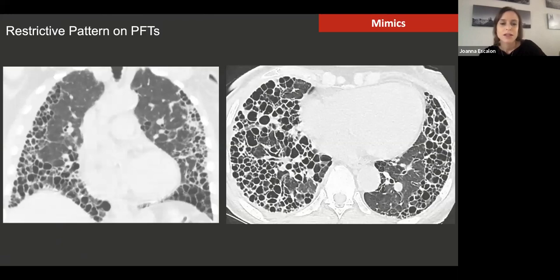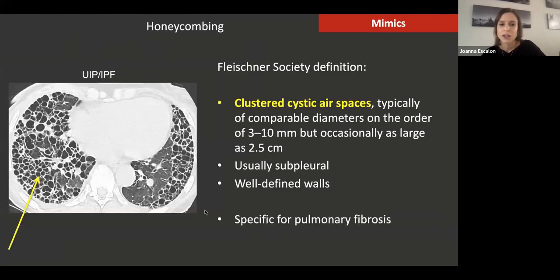Now, for this, does this person have a cystic lung disease? Well, not exactly. They have a restrictive pattern on PFTs. This is actually honeycombing. So this patient had UIP or IPF. I know some of you listed that for the Hermansky-Pudlak case, but this is a case with exuberant honeycombing. And what we're seeing is really specific for fibrosis. It's end-stage fibrosis. You're seeing clustered cystic air spaces, typically of similar diameters. They always start by touching the pleural space, and they have relatively well-defined walls.